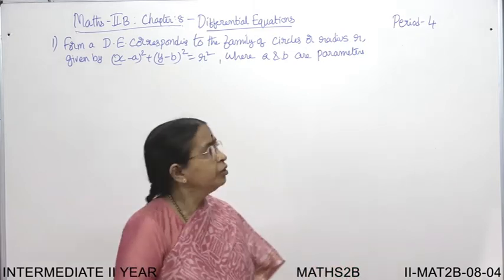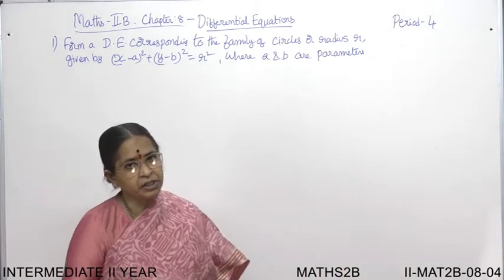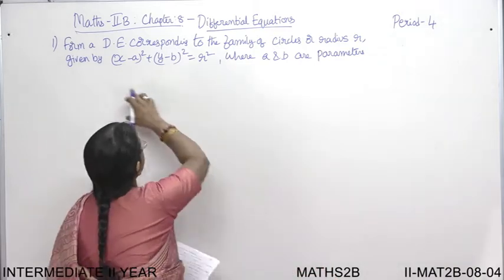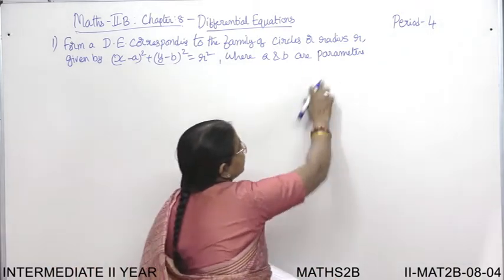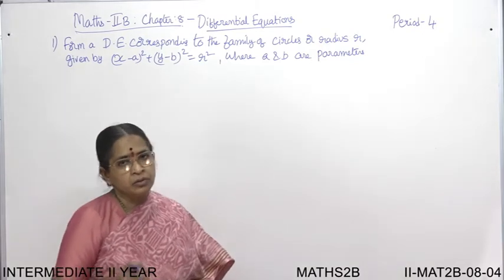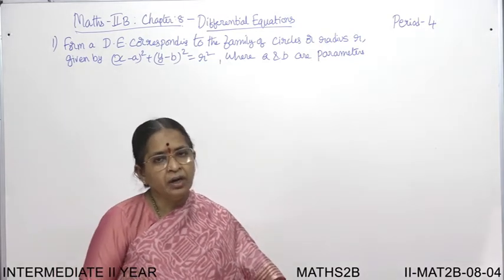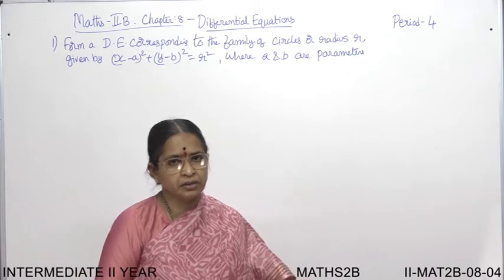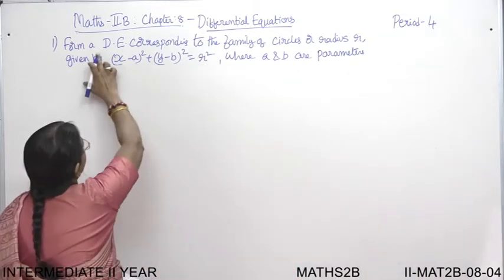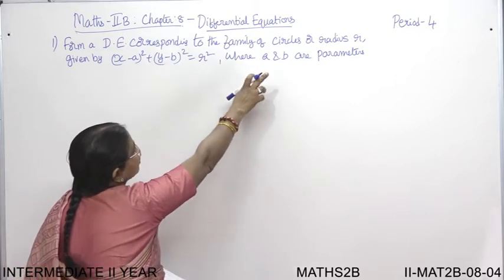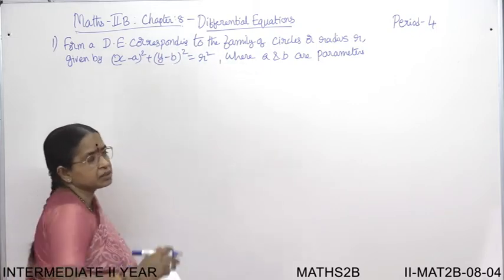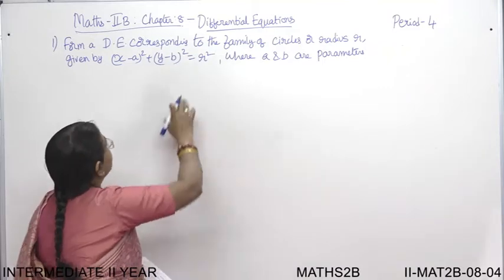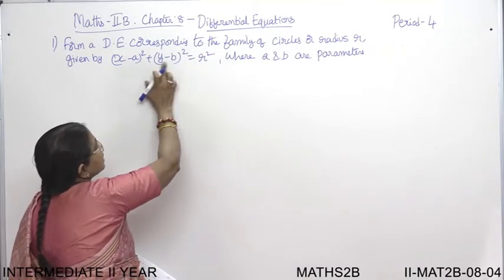As you already know, to find the differential equation when the solution is given, you must see in the solution how many arbitrary constants or parameters are there. So many times you have to differentiate and then you must eliminate the parameters or arbitrary constants. So in this problem, form a differential equation corresponding to the family of circles of radius r. Radius r is not a parameter here. Radius is fixed. Centers are changing.